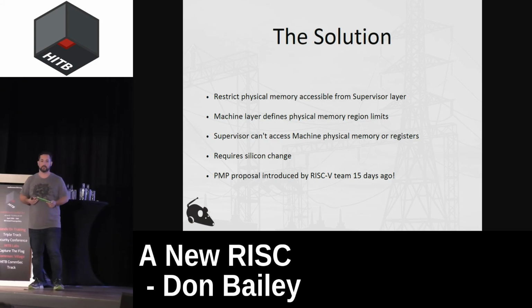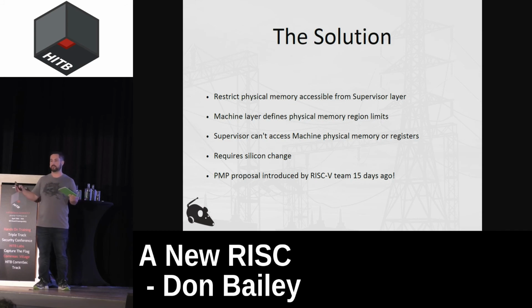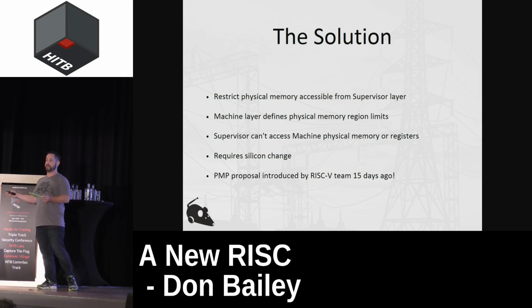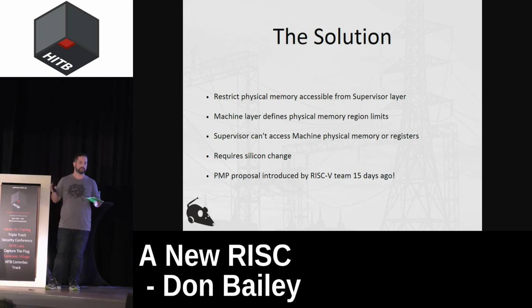So essentially, their solution, which would have been my solution as well, is you restrict the amount of physical memory that's accessible to the supervisor layer. So now you have the machine layer essentially running in a protected area of memory that's not even visible to supervisor. So when a supervisor tries to create new page tables, it can only create new page tables within the area of virtual memory and physical memory that it has access to, nothing else. So it's really that simple.